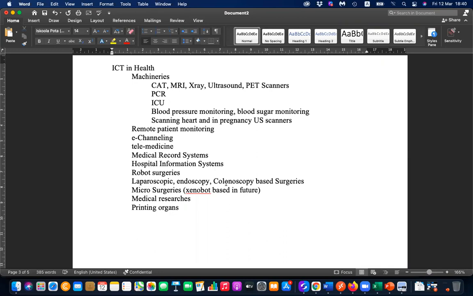But if it is printed using someone else's cells, our body thinks of it as an unknown body and tries to eat it, to digest it. So that is the issue if it is printed using someone else's cells. Now the technology is there. It is possible to print some organs using your own cells.